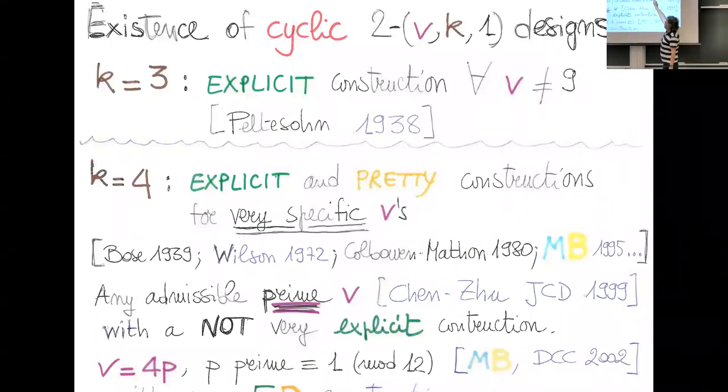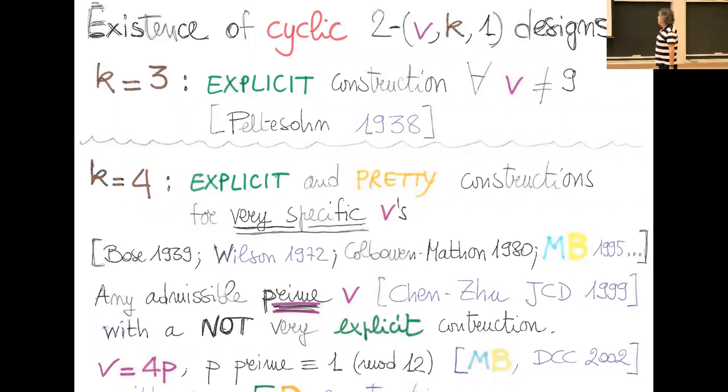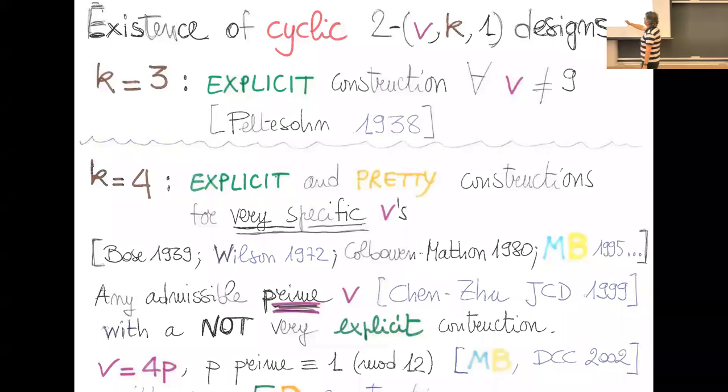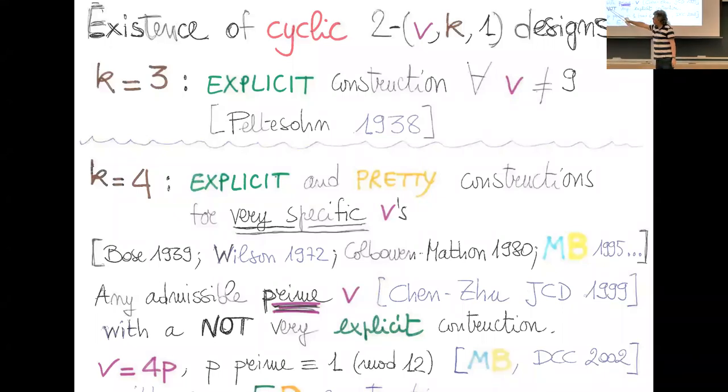But if we add one, the next case, k equal 4, becomes extremely difficult. Extremely difficult. So for k equal 4, what can we find in the literature? We have many explicit and pretty constructions for some specific values of V, for some classes of V, starting from the paper of Bose of 1939, where he essentially proved that there exists a cyclic 2-(p,4,1) design, where p is a prime, provided that a certain cyclotomic condition is satisfied. At the moment, I don't remember exactly the condition. Wilson improved this construction a little bit.